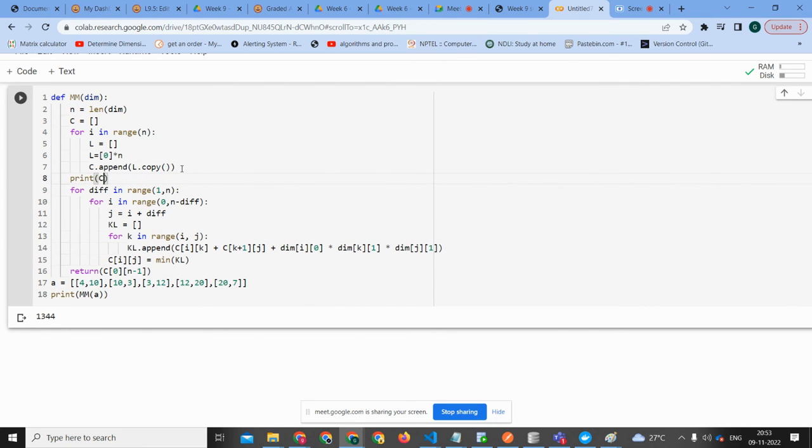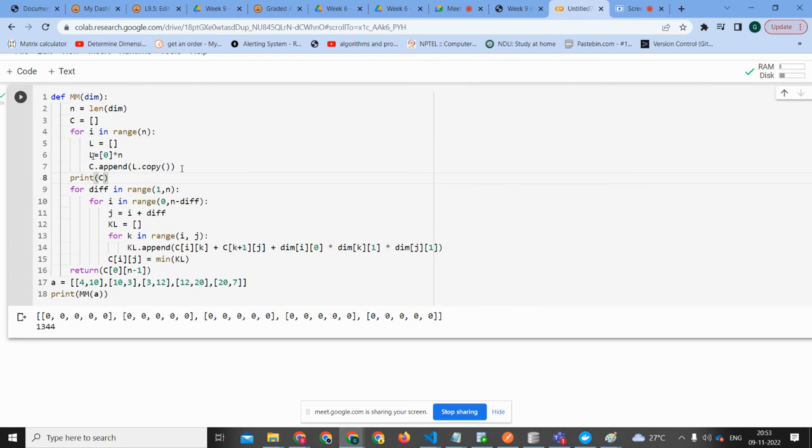Right? So after this, may I print C and show you? That should give you the answer, right? Basically, we get an input like this. So we get C like this.